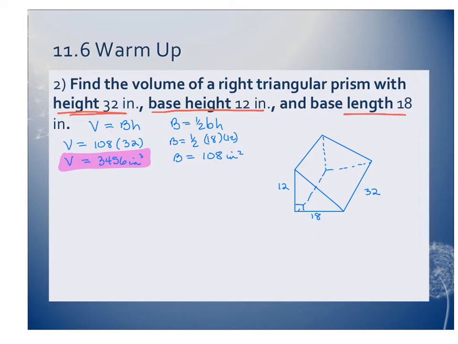So again, because it's a right triangular prism, for the formula for the area of the base, you're going to do 1/2 base times height, or base times height divided by 2. And the area of the triangle base is 108 inches squared. Then from there, I'm going to plug that base into my volume formula: area of the base times how tall the prism is, so 108 times 32. And the final volume of this right triangular prism is 3,456 inches cubed.